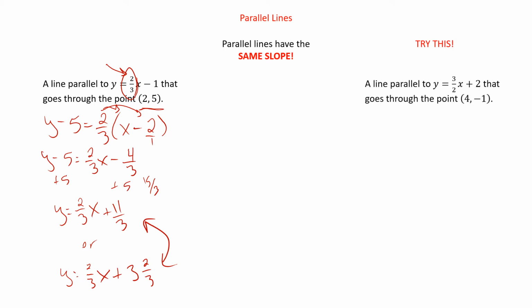We want a line parallel to 3/2 x plus 2 that goes to the point (4, -1). All right, so think about what the slope is. Think about what your point is. Notice that we did not use this at all. That has no meaning in the parallel line. So think about your slope, think about your point. All right, are you ready? Go ahead and pause this, then come back when you have it in slope-intercept form, and we'll do it together and see how you did.